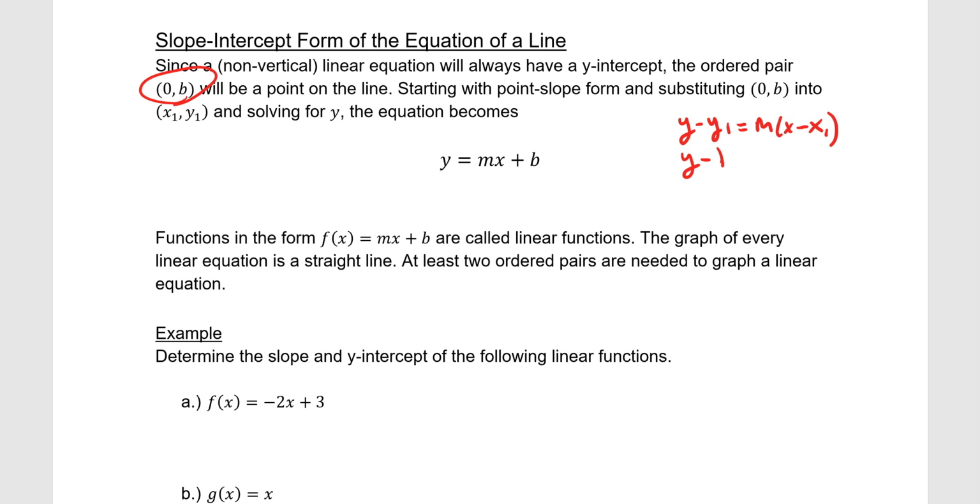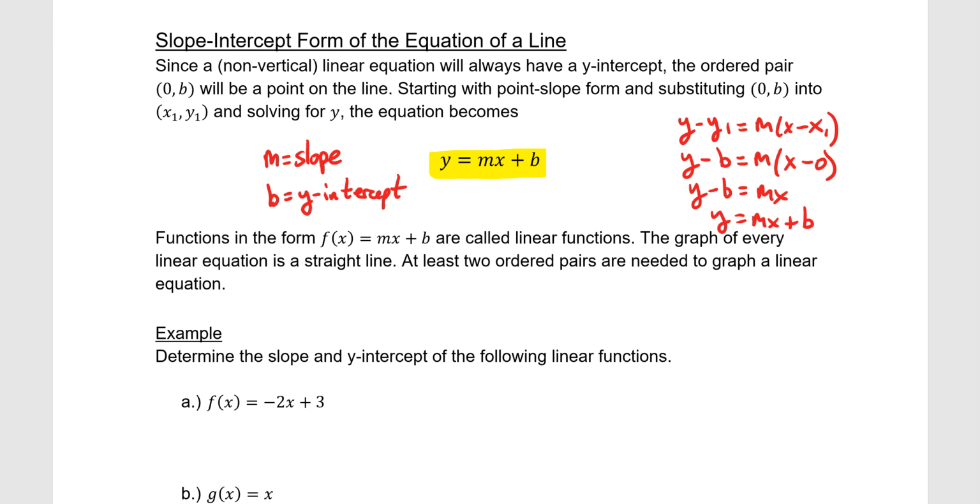It's going to be y minus b equals m times x minus 0. If we solve this for y, we end up getting y minus b equals m times x. Add b to both sides, we get y equals mx plus b. Okay, so that's this form right here called slope-intercept form, and that is because m is the slope and b is the y-intercept.